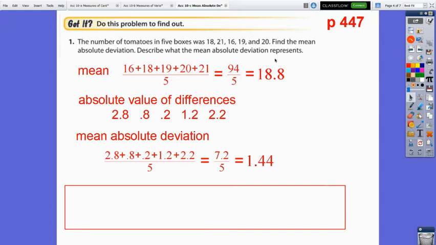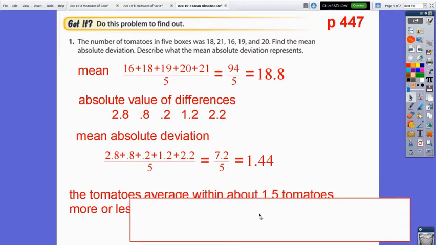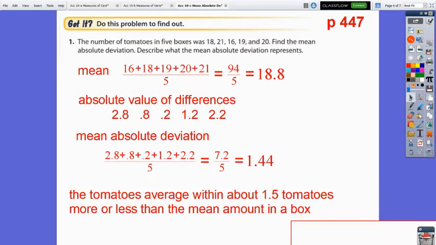What does that mean? What does it mean that the mean absolute deviation is 1.44? It means that for these boxes of tomatoes, they're all within about 1.5 tomatoes of the average amount in a box. Right? Each box is within about 1.5. The average difference of the boxes from the average box is 1.5.